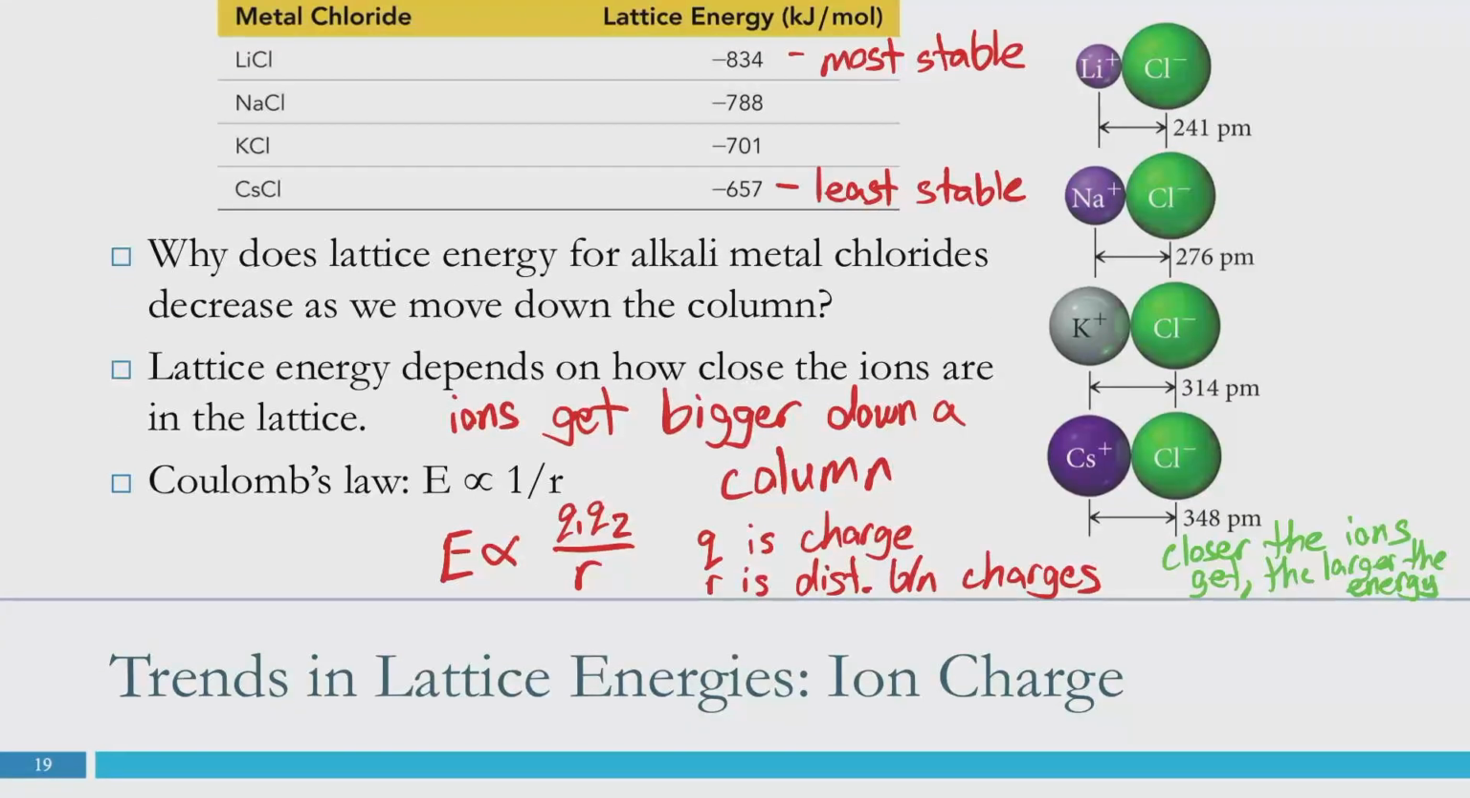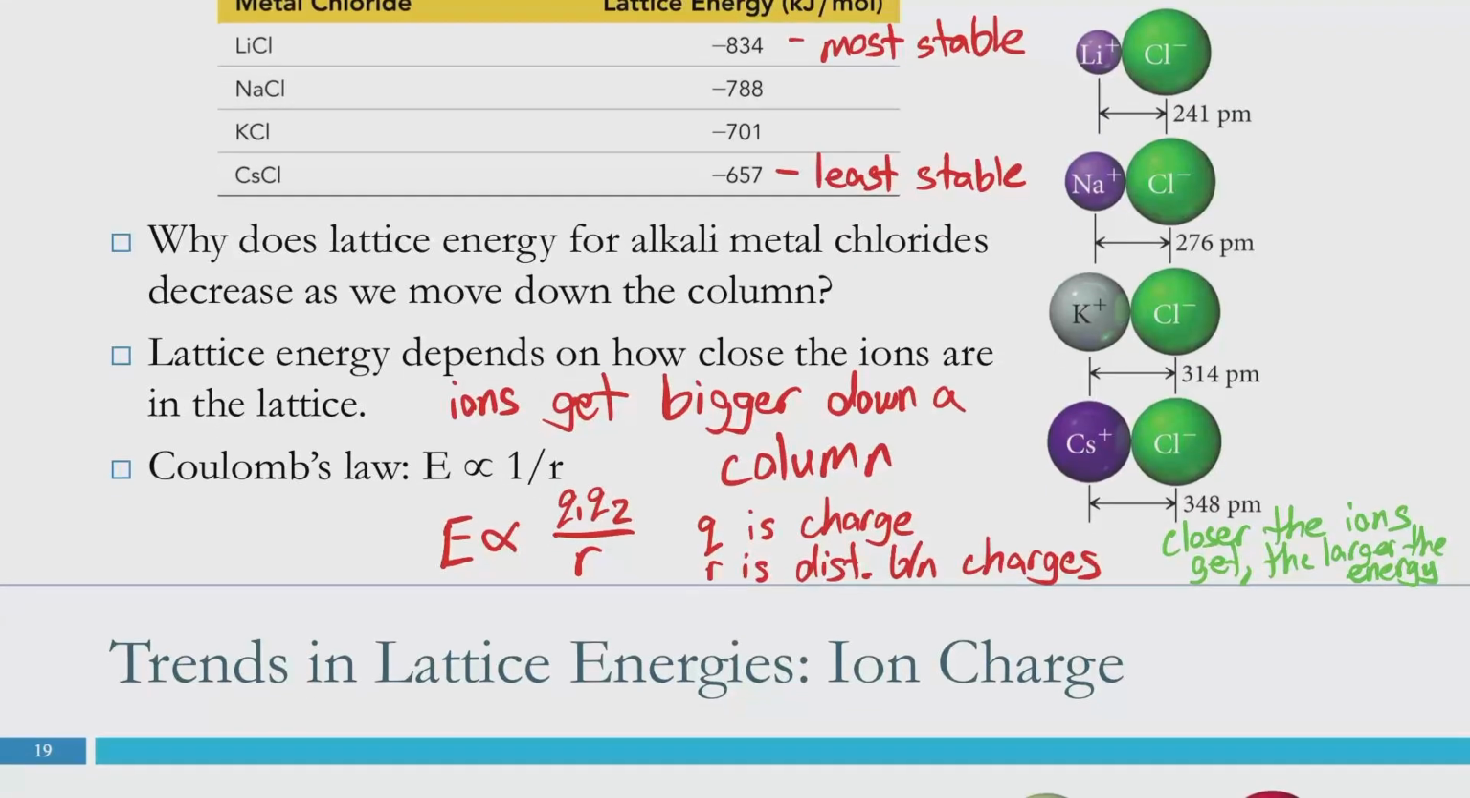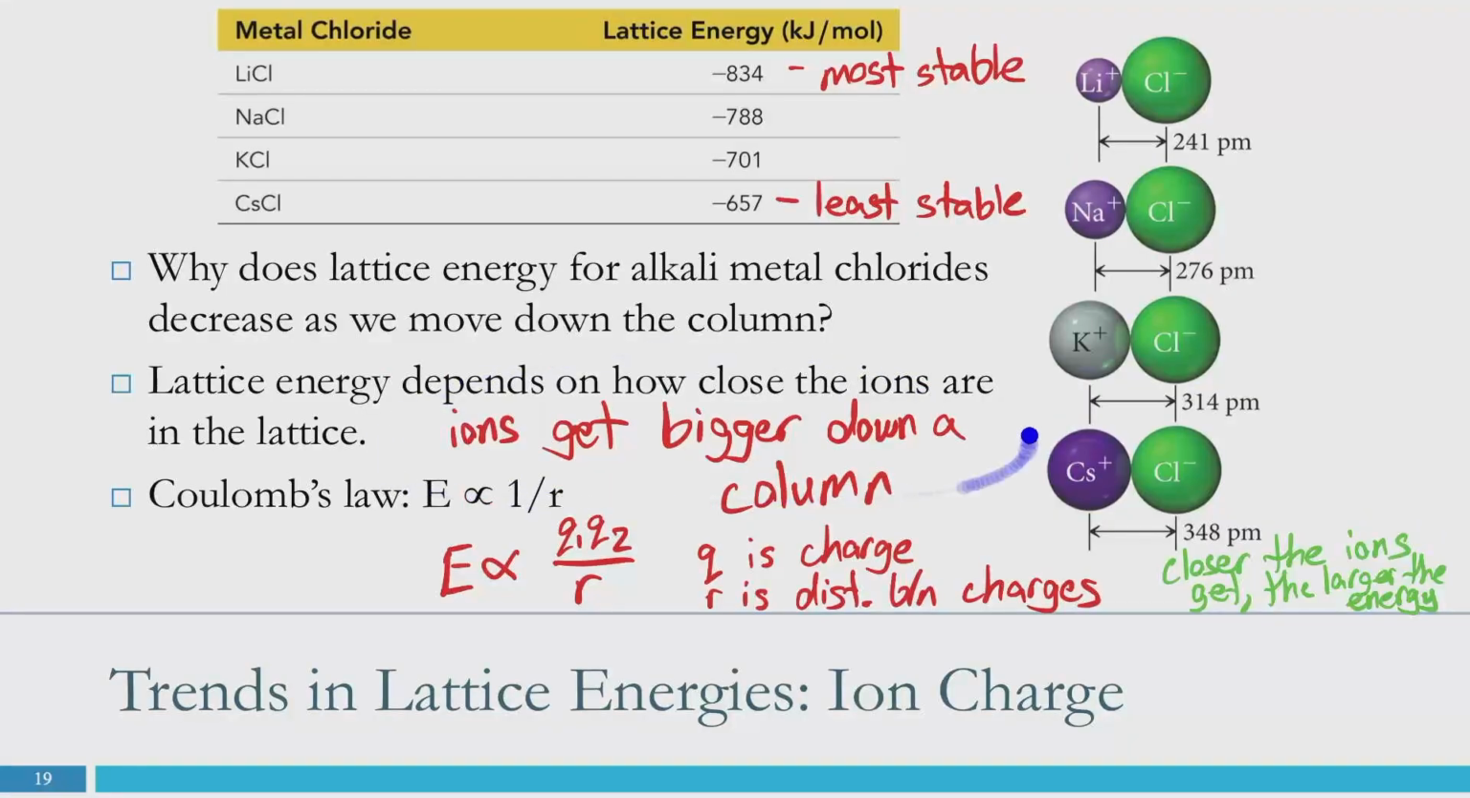Because you've got two charged particles, the closer they get together, it's like bringing two magnets closer together. The closer they get, the more strongly they're going to interact. And since we've got a positive and a negative charge, they're going to be attracted to each other. That's stabilizing, so the energy is decreasing. So that's one of our trends. Ions get bigger down a column. If the ions are bigger, they're further apart. They interact less strongly, so we get a smaller number.